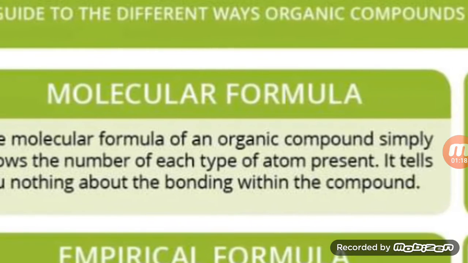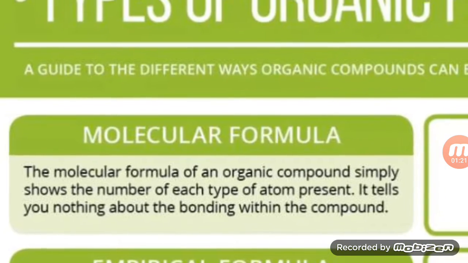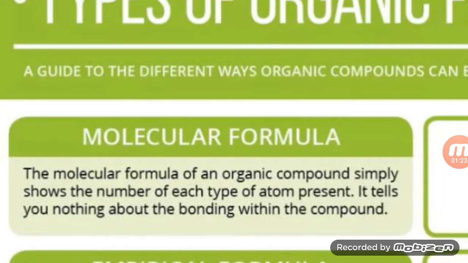Okay, so let's just read it. The molecular formula of an organic compound simply shows the number of each type of atom present. It tells you nothing about the bonding within the molecule, as I told you.